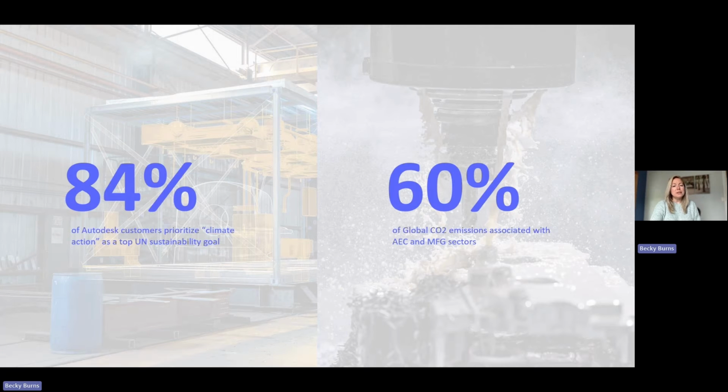What we know is that the more data and intelligence we can get into the hands of Autodesk customers, and the sooner in the design process we can make that possible, the more opportunity for impact we can create. In fact, 84% of Autodesk customers say they prioritize climate action as a top UN sustainability goal. And that's encouraging news because 60% of global CO2 emissions are associated with the AEC and manufacturing industries. Due to this demand, the sustainability space is growing rapidly, and Autodesk is committed to helping our customers solve these issues.